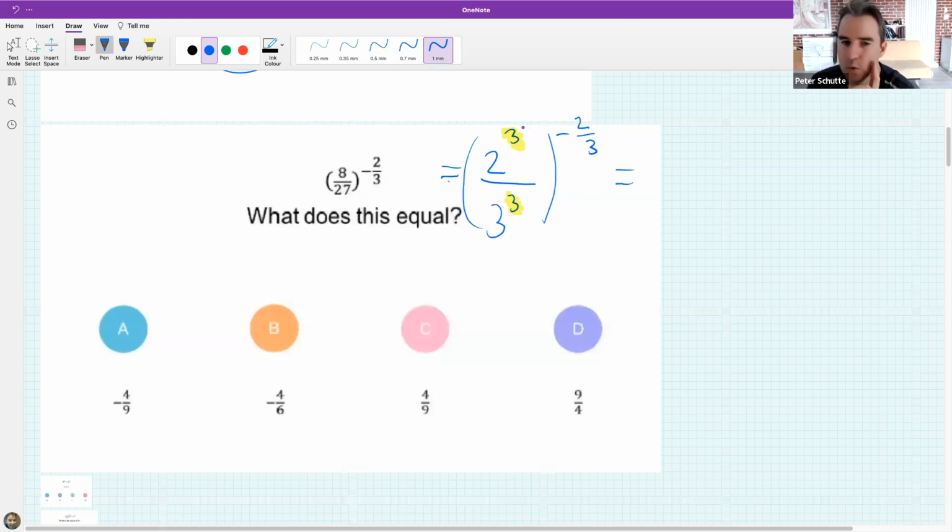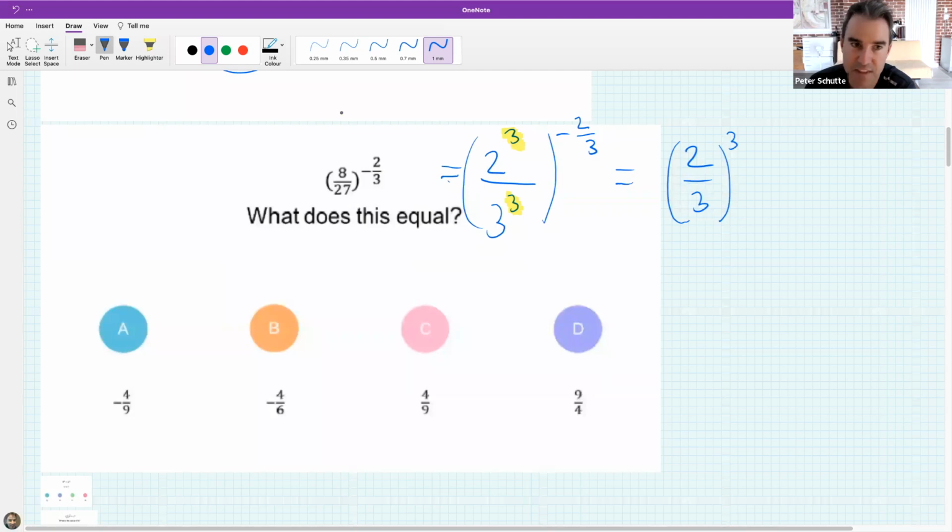How do I get these 3s to play ball with me? Is there a law that deals with this? If the powers are the same, it turns out that you can write it like this. You can write 2/3 to the power of 3 like that. So just think about that.